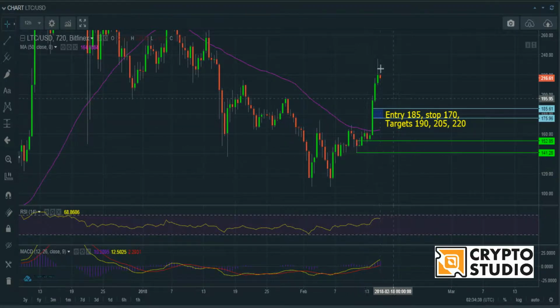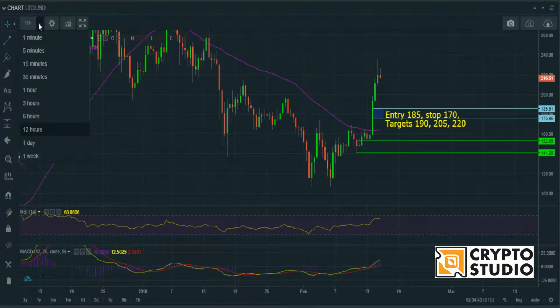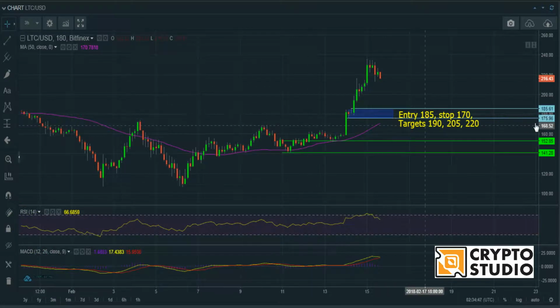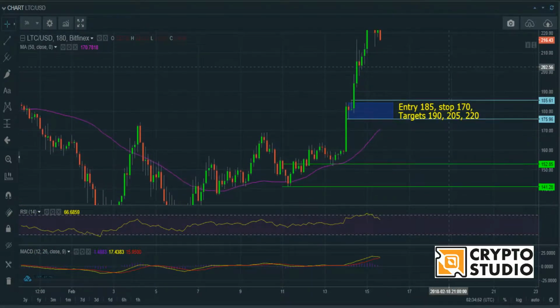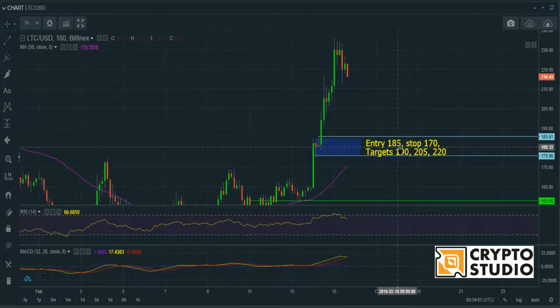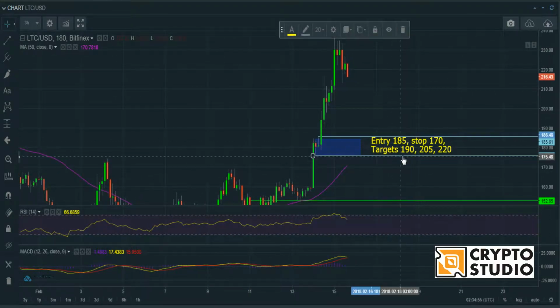So the setup on the 3-hour chart is definitely very bullish, and I'm going to be looking for an entry, the same entry as yesterday. It just looks really good on the 3-hour chart, better than the 60-minute chart, and that's what I'm going to be looking for. Targets are 190, 205, and 220. It's exactly the same one as yesterday. It just never hit. So this is a brand new level. It's fresh, and that's what I'm going to be looking to get into. Rally-based rally. That is the setup on Litecoin.